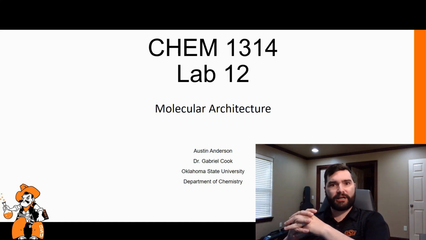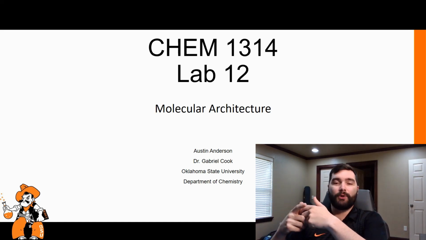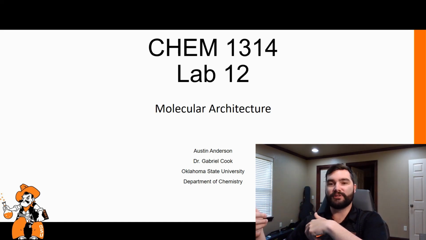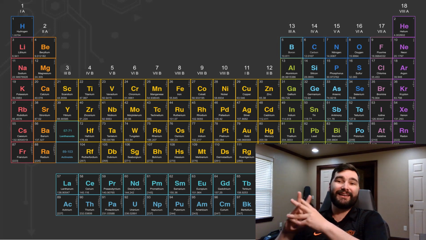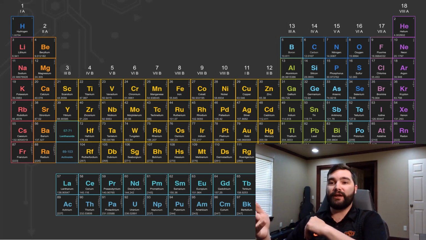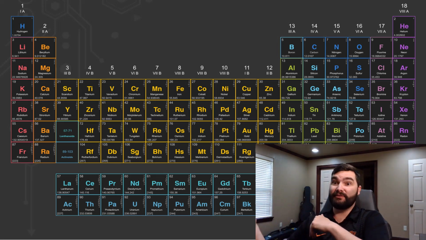So this experiment is designed to help you visualize molecules and why they have the shapes that they do. Before you can start trying to figure out the shape of a molecule, the first thing you need to do is figure out the number of valence electrons for each atom in that molecule.